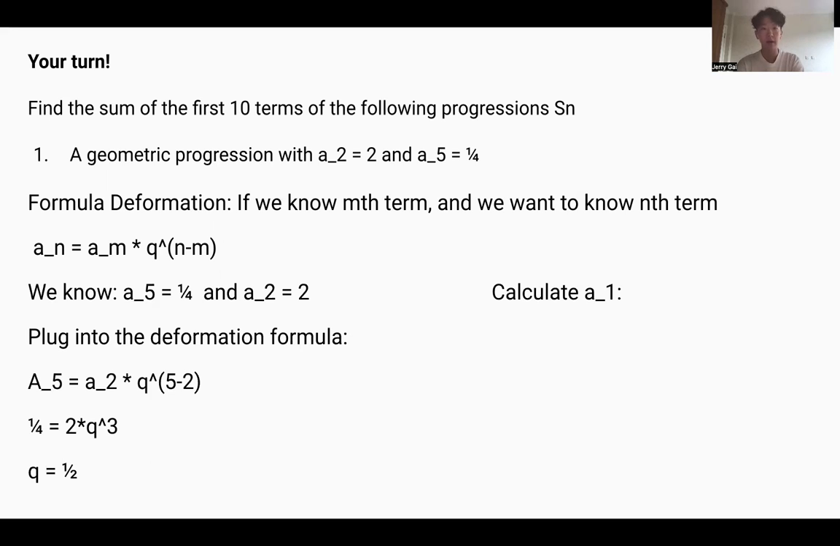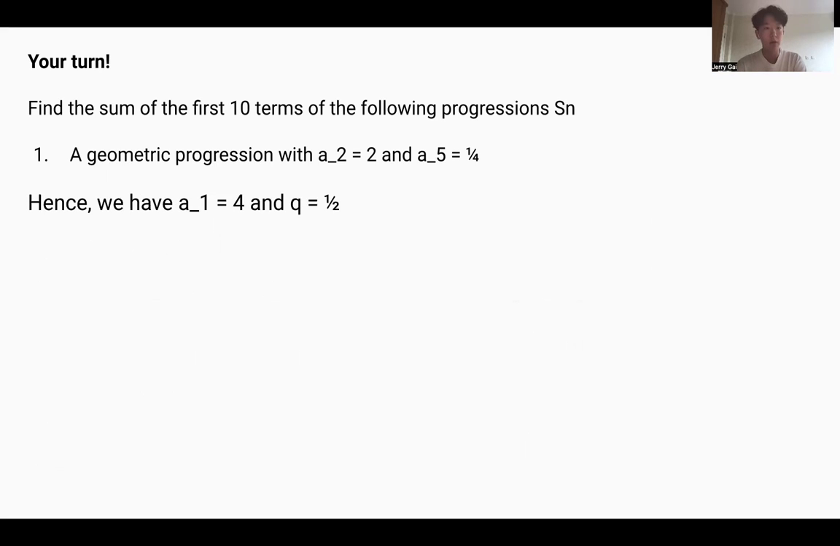And then we can calculate a1. We can use a2 or a5, but I use a2 because it's easier. a2 we know is equal to 2, and it is also equal to a1 multiplied by q to the power 2 minus 1. Then you can calculate a1 is equal to 4. Then you know a1 is equal to 4, and q is equal to 1 over 2. You can use the formula to calculate the sum of the first 10 terms.